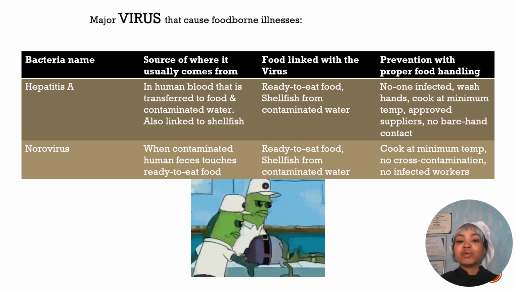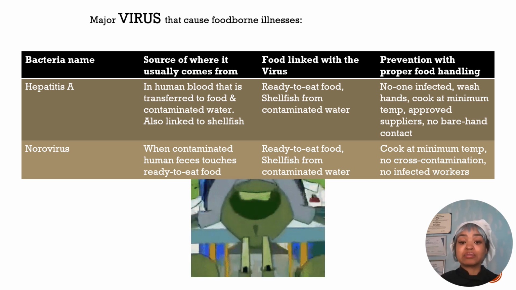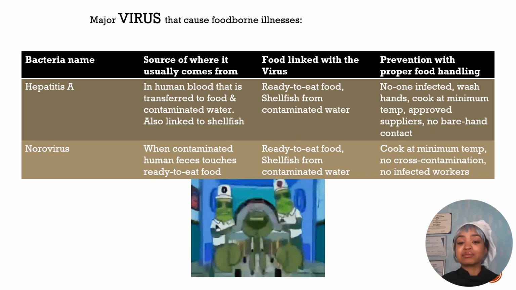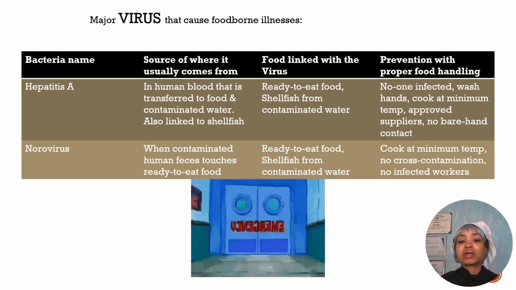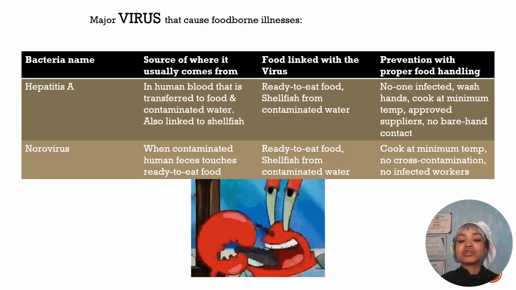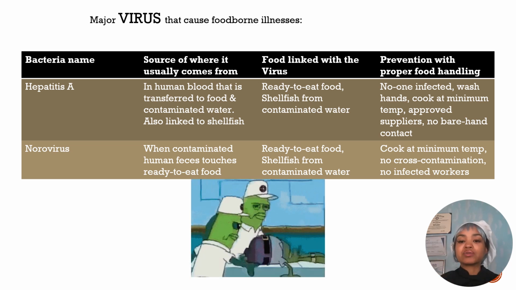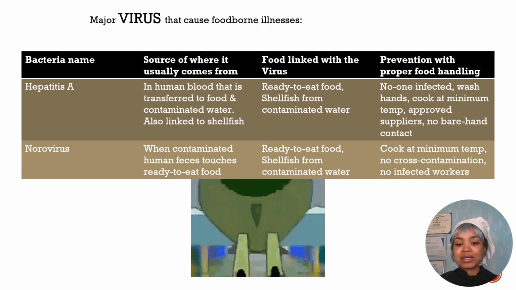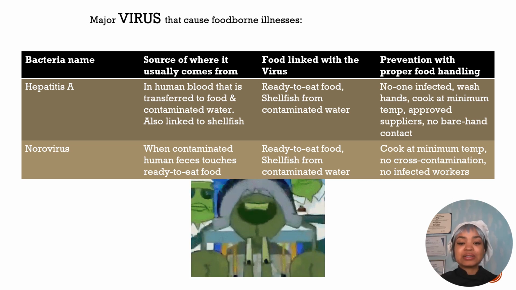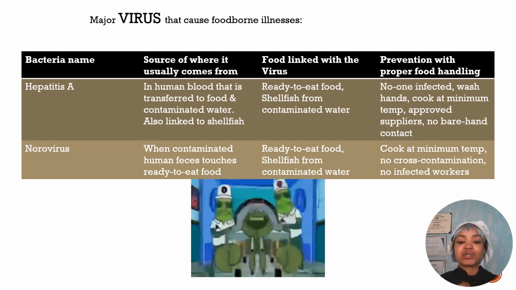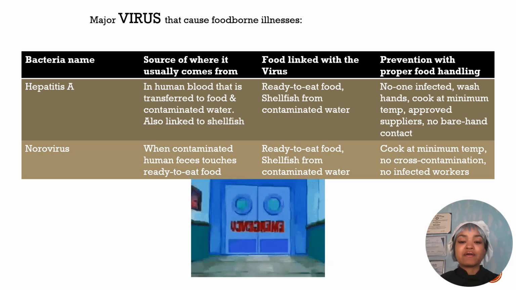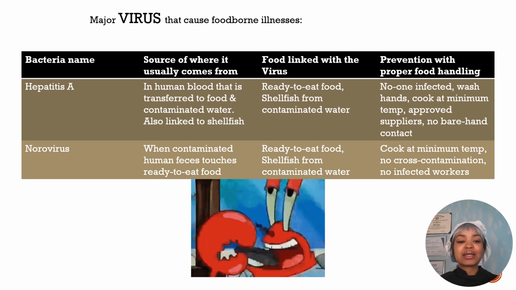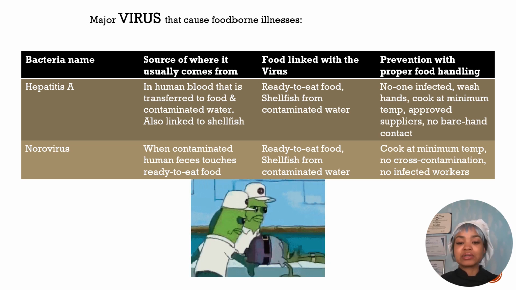Prevention with proper food handling would be to have no one infected, so no one have hepatitis A in their system already. You wash your hands constantly, cook at minimum temperatures, and purchase from approved suppliers with no bare hand contact. It is very easy to cut yourself when working with shellfish, especially if you don't have the experience of handling. Lastly, here was norovirus.